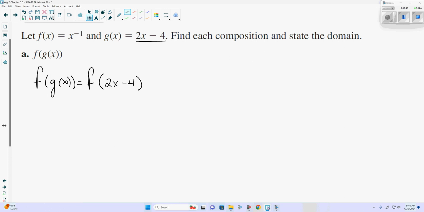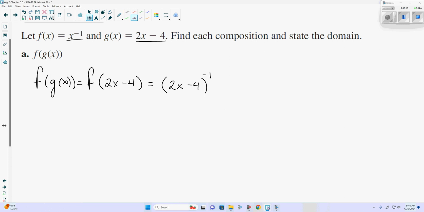So the other part of this is to find f of 2x minus 4. Well, f of x is x to the negative 1. So if we replace our x with 2x minus 4, we'd have it in parentheses to the negative 1. You can leave it there.